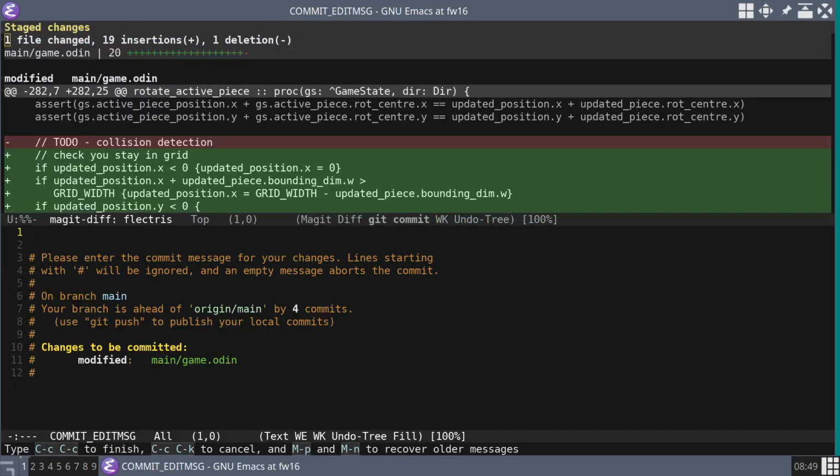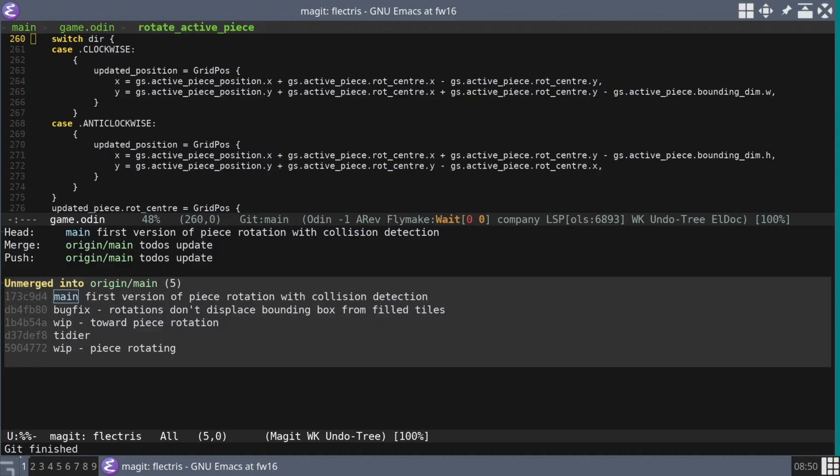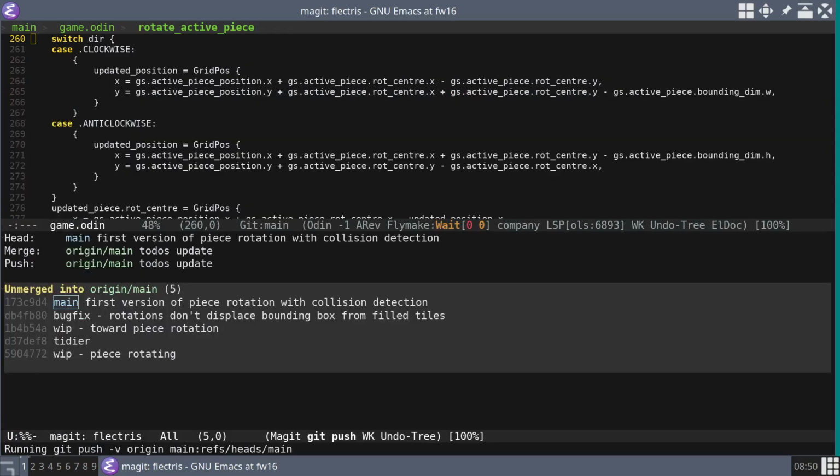So let me say in here then: first version of piece rotation with collision detection. And let's push all that up. And then we'll call it good.